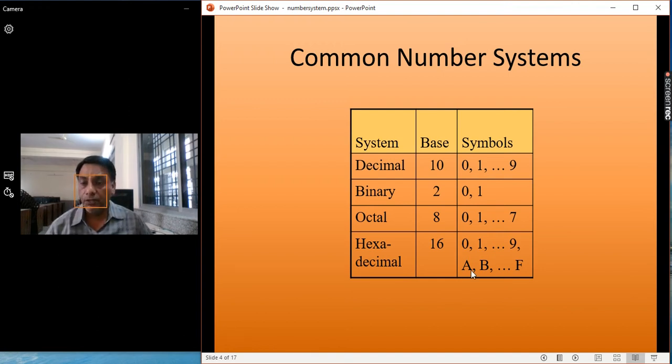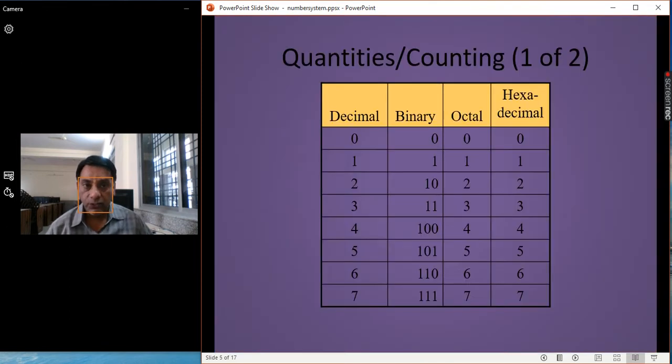But if we want to write those numbers after 9, the numbers from 10 to 15 are to be represented by the alphabets A, B, C, D, E, F. So that is the number system. You can see here a simple number being converted into different number systems.